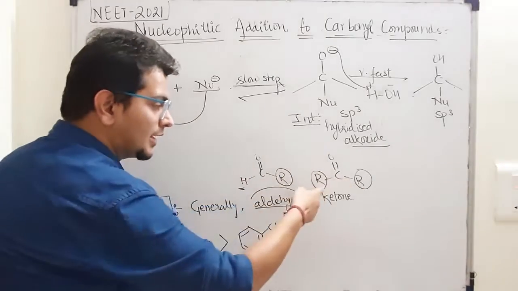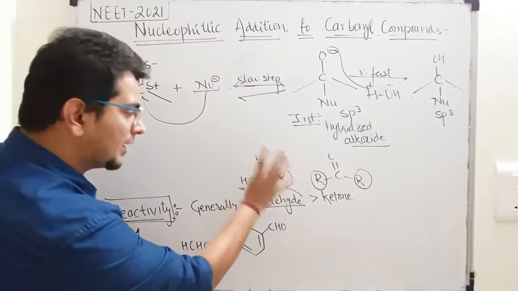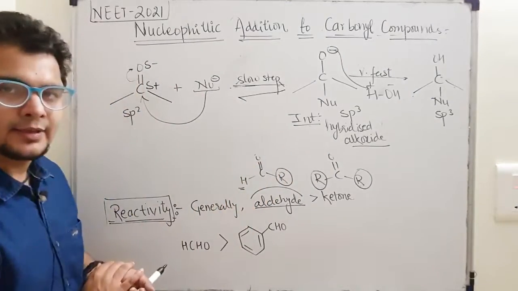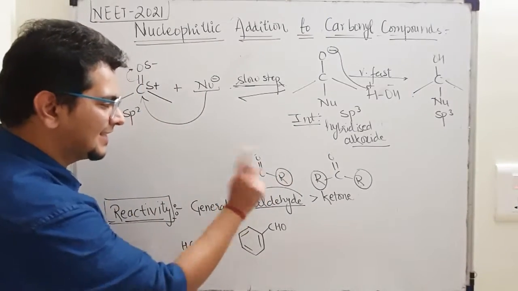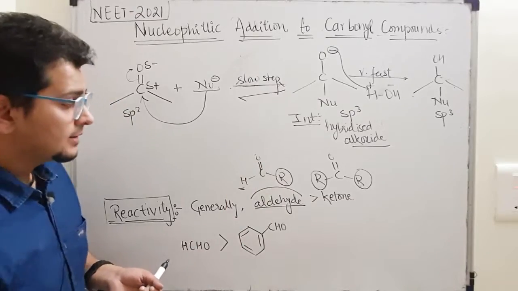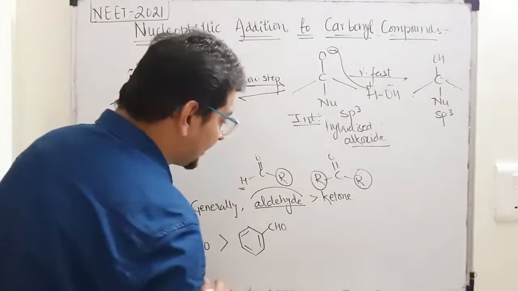In this case, because there are two R groups, but in this case only one R group is there, only one steric hindrance factor is there. That's why here attack is easy. That is by steric hindrance. Another method is there, how NCERT explains this.